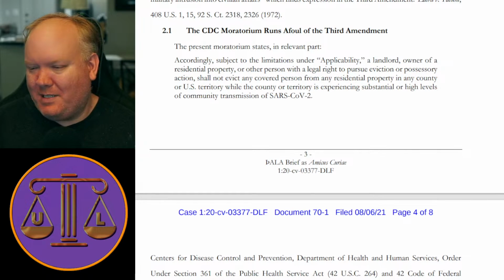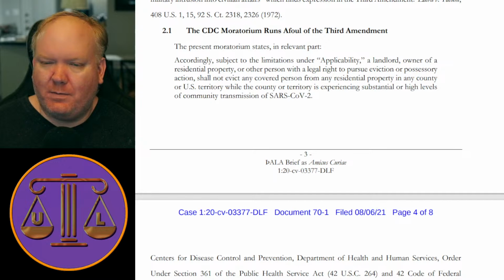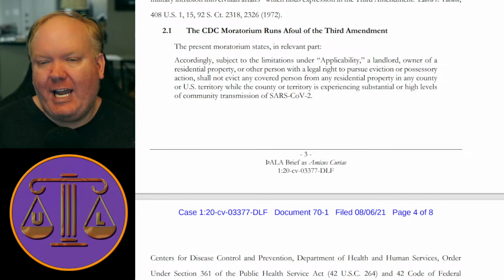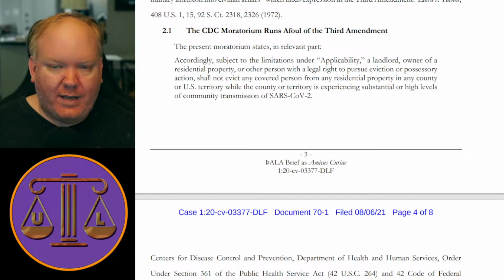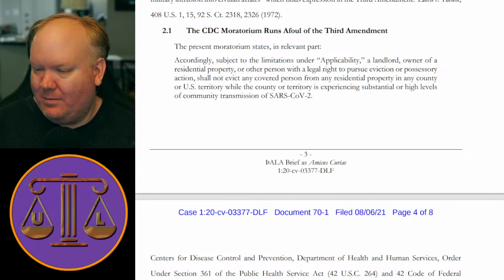The present moratorium states in relevant part, accordingly, subject to limitations under applicability, a landlord, owner of residential property, or other person with legal right to pursue eviction or possessory action shall not evict any covered person from any residential property in any county or U.S. territory while the county or territory is experiencing substantial or high levels of COVID.